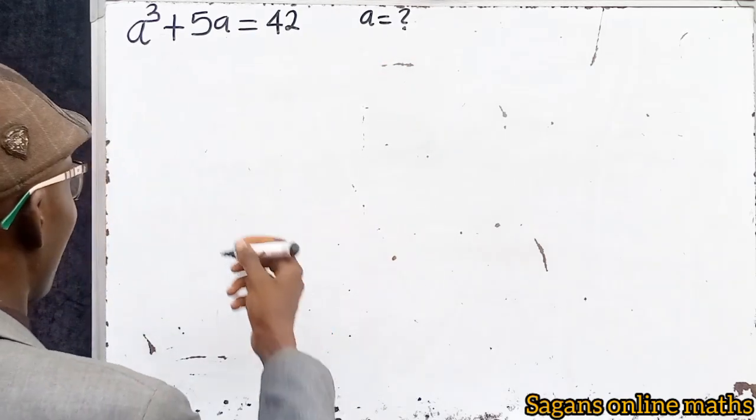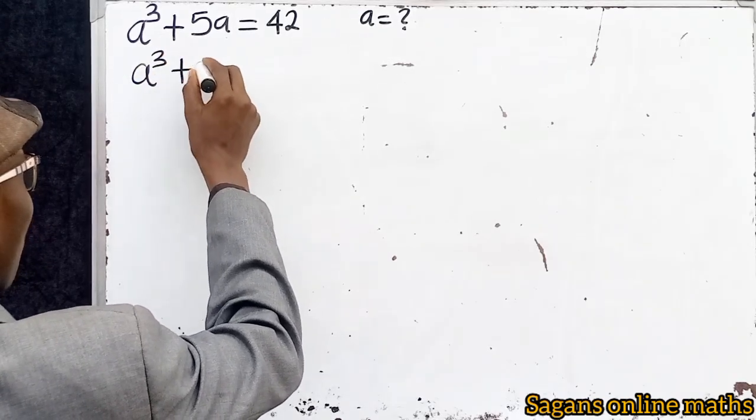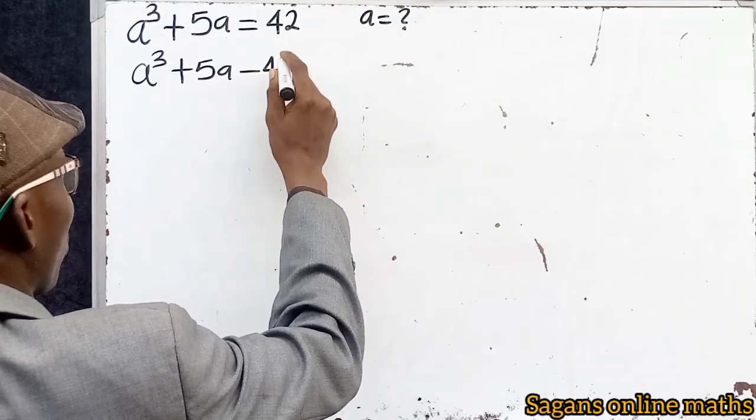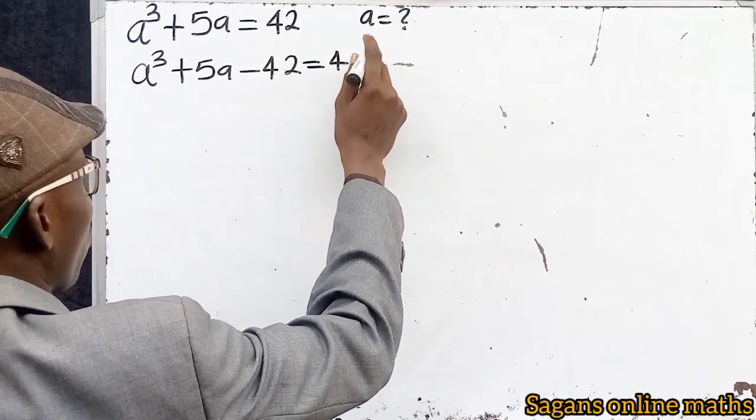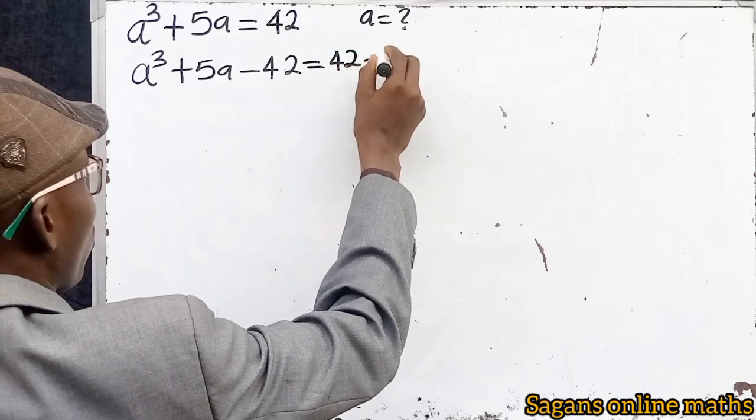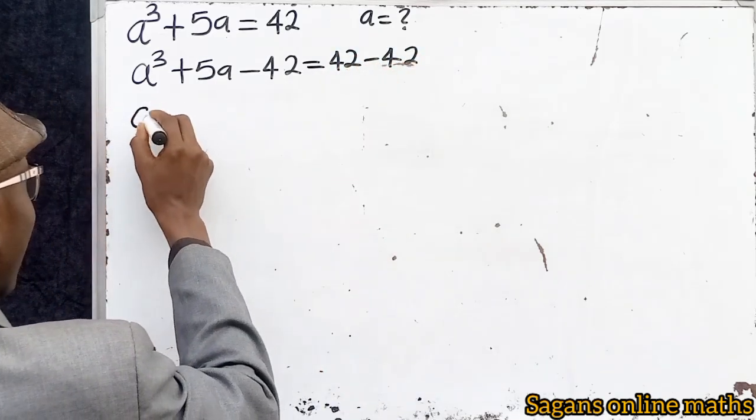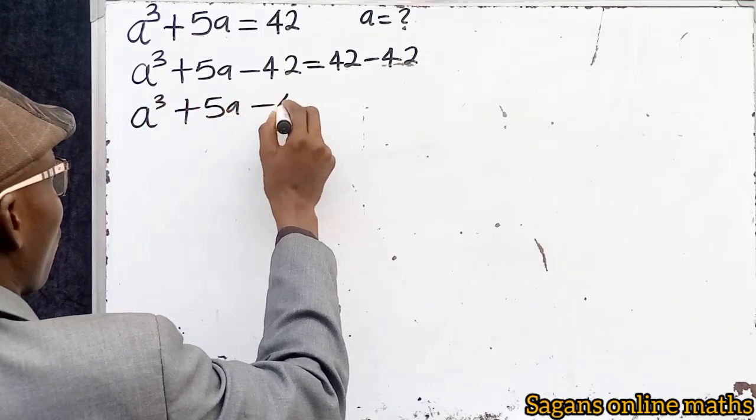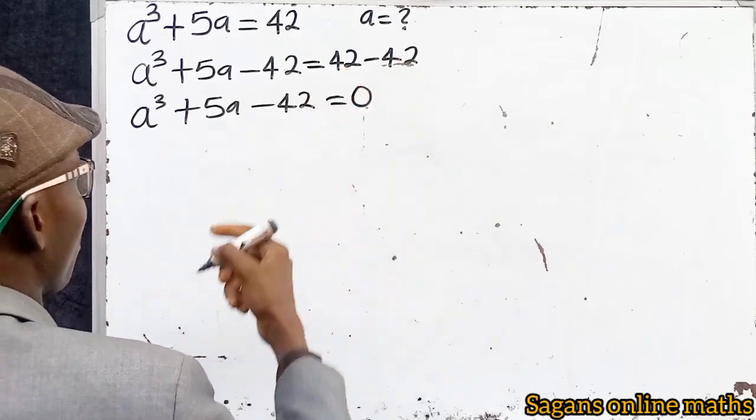Let's do that quickly. This is a to the power of 3 plus 5a minus 42, equals 42 minus 42, because we are subtracting 42 from both sides. Note that this is a to the power of 3 plus 5a minus 42 equals 0, because 42 minus 42 is 0.